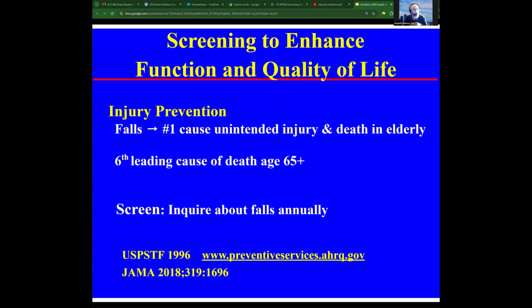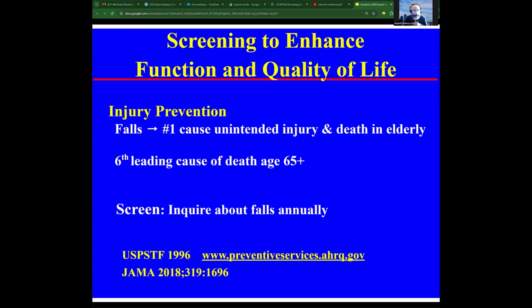A very strong recommendation, although it's limited in terms of our ability sometimes to make a change in this, is that we should be screening for falls. It is one of the pieces that is also involved in Medicare annual wellness visits. For those of you who have not done those yet in your residency clinic, it is just a matter of time before you will be doing those.